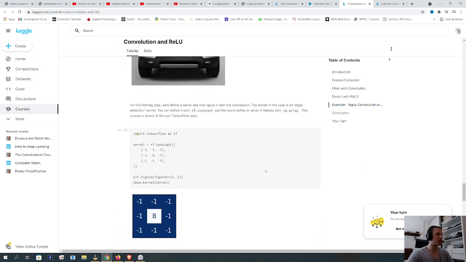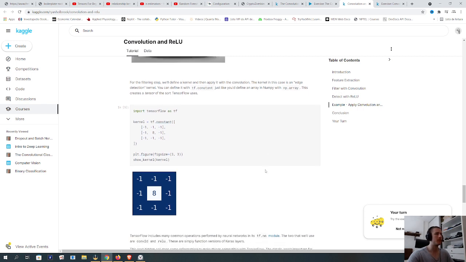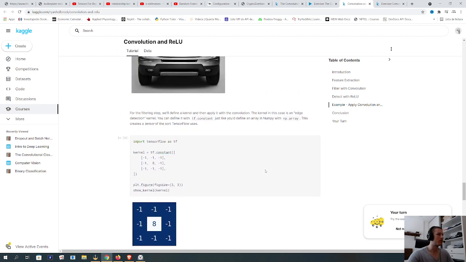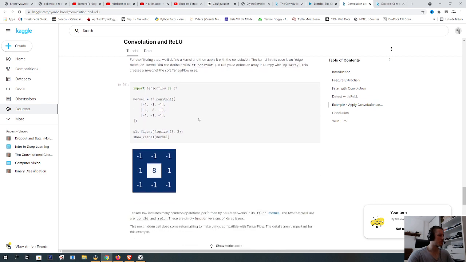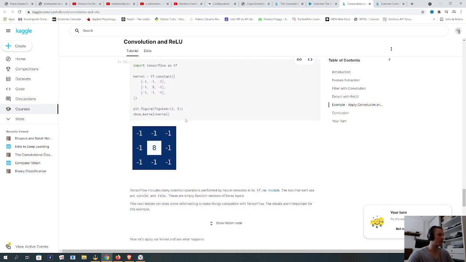For the filtering step, we will define the kernel and then apply it with the convolution. The kernel in this case is an edge detection kernel. You can define it with tf.constant, just like you define an array in numpy with np.array. This creates a tensor of the sort TensorFlow uses. So it's -1 on the surroundings and 8 at the center.